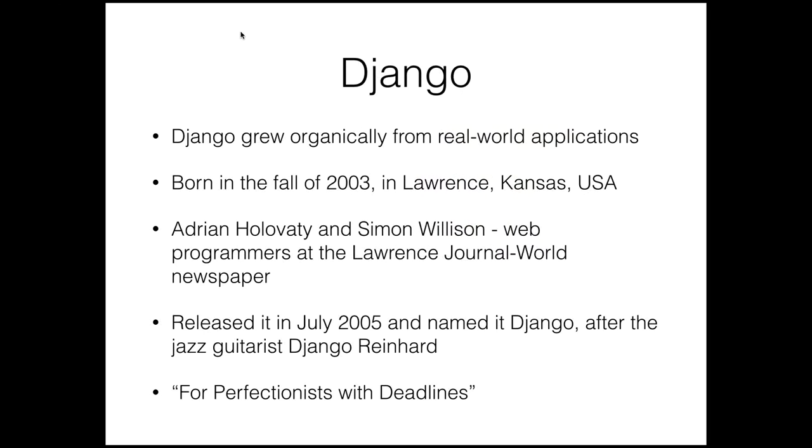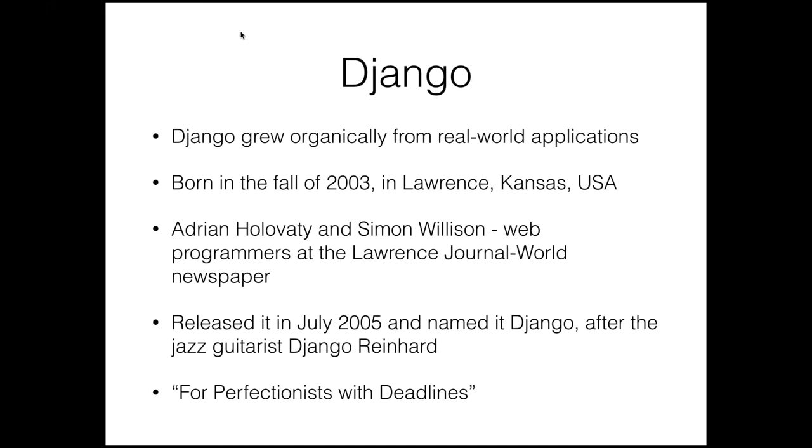So Django, again, it's a web framework. It's a framework to create web applications using the Python programming language. It basically grew organically from real-world applications. It was started as something that two guys within a newsroom used to quickly create web apps on a tight deadline. It was created in Lawrence, Kansas, in the USA.